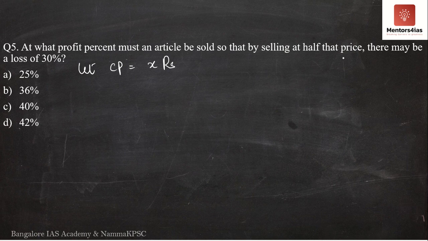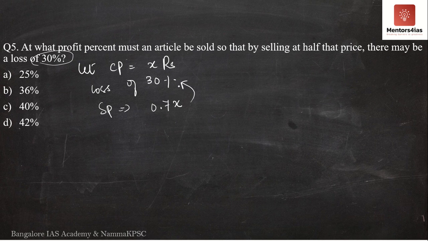Now, the question is saying there has to be a loss of 30%. If the loss percent is 30%, then what will be the selling price in terms of X after taking a 30% loss? That selling price is equal to 0.7x. Correct? Now by now I hope you are able to understand why it is 0.7x. So now the selling price is 0.7x when it takes a loss of 30%.